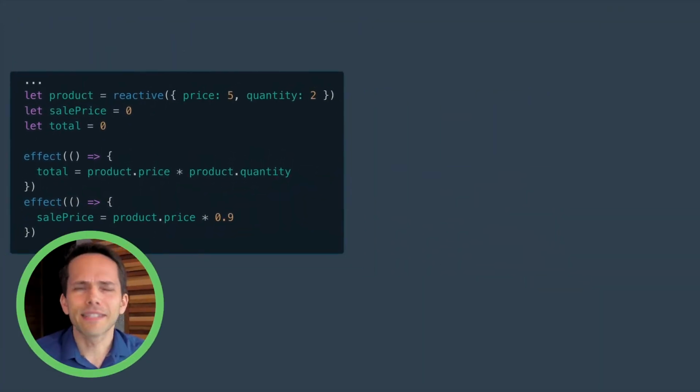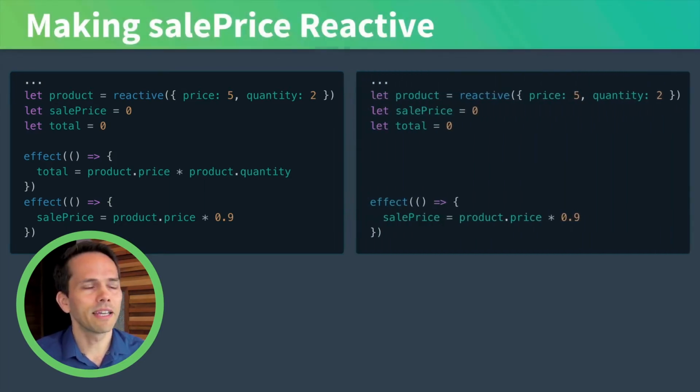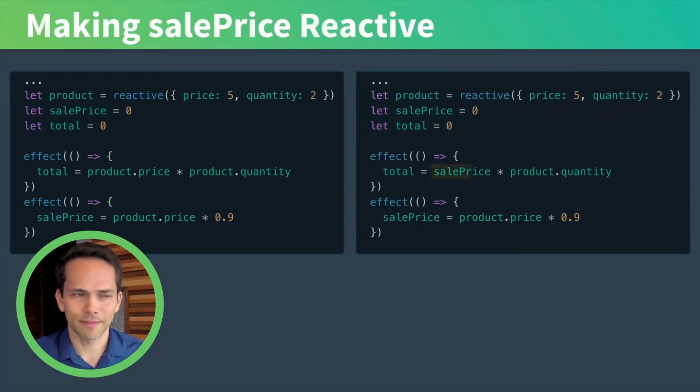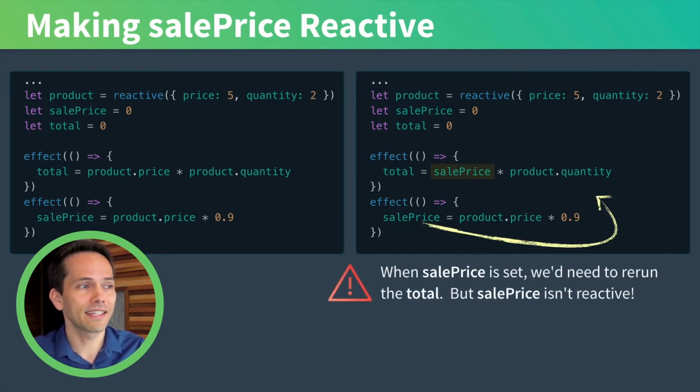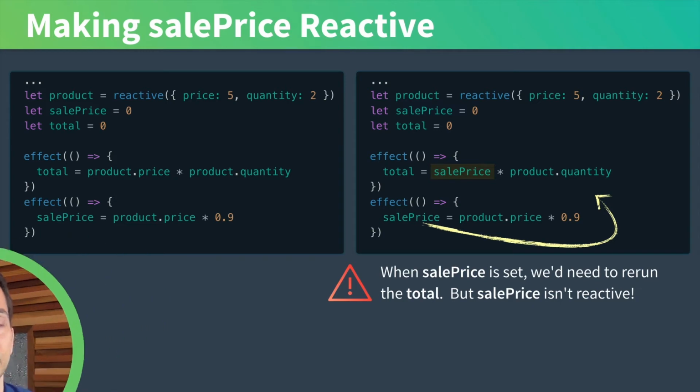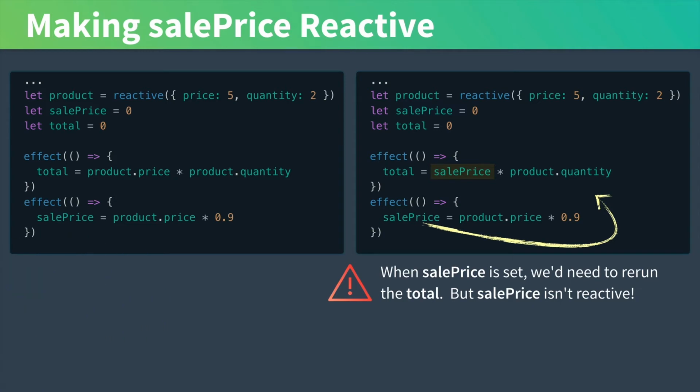When I was writing up this test code, I realized it didn't make complete sense. Why didn't I make the total based on the sale price? If I would have done this, things would have stopped working. Because in this case, when sale price is set, I'd need to rerun the total. And that wouldn't happen because sale price isn't reactive. So how might we implement that?